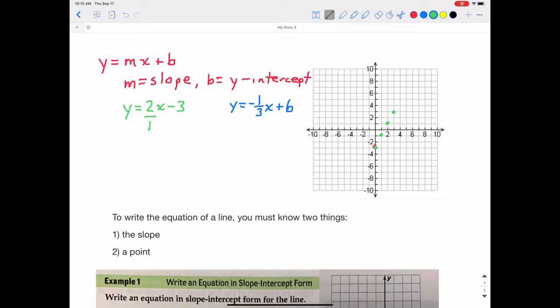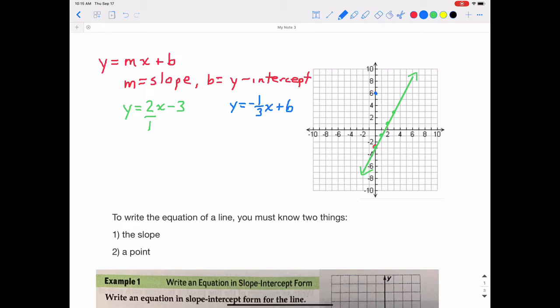So it looks about like this. Stick a couple arrows on there to represent that it goes on forever, and that's what the green y equals 2x minus 3 looks like. We can do the same thing with the blue equation. The blue equation, it's y equals negative 1/3 x plus 6, so the plus 6 is the y-intercept, so I will go up to 6, place a point there.